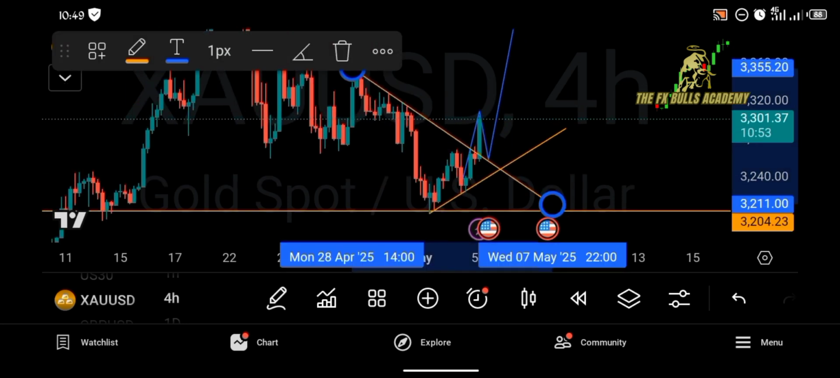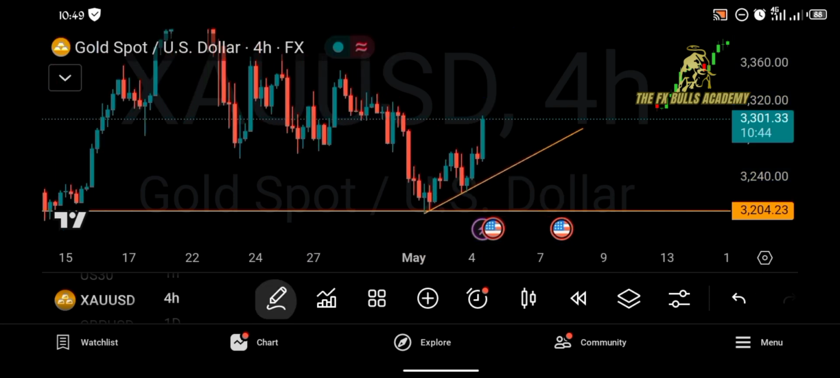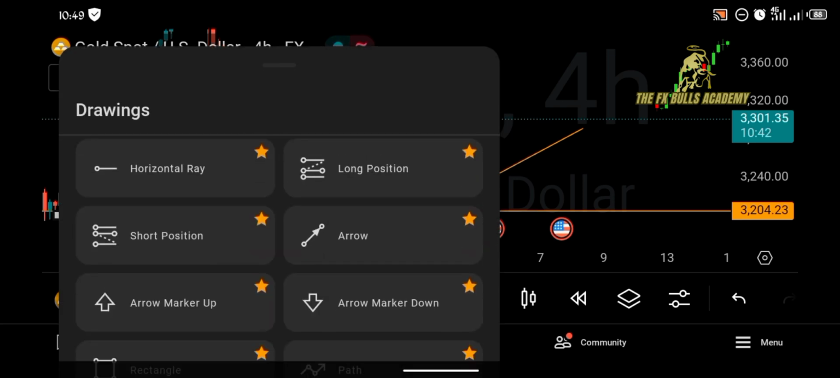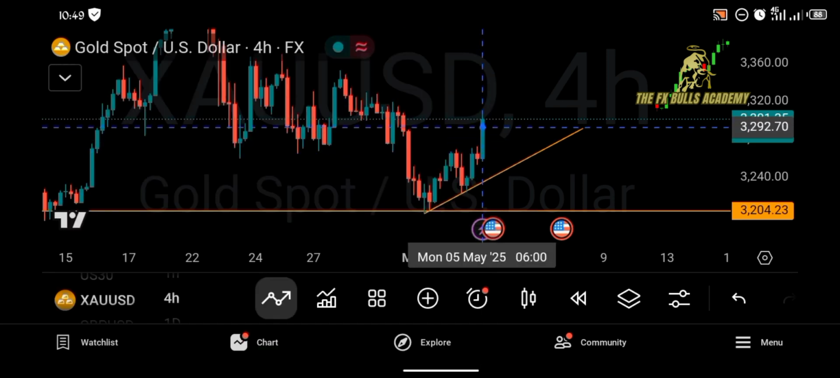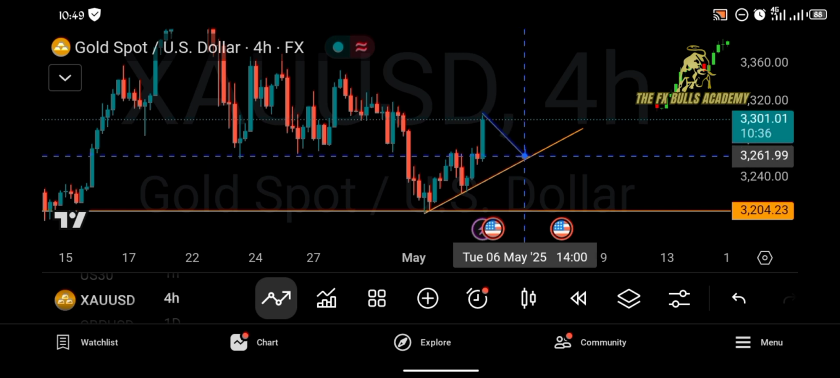So now this downtrend trend line is no more useful for us. We don't need to use it again. So I'll just delete it. So now what I'll be looking to do on XAUSD is just simple. I'll be waiting for price to push back down to our trend line.